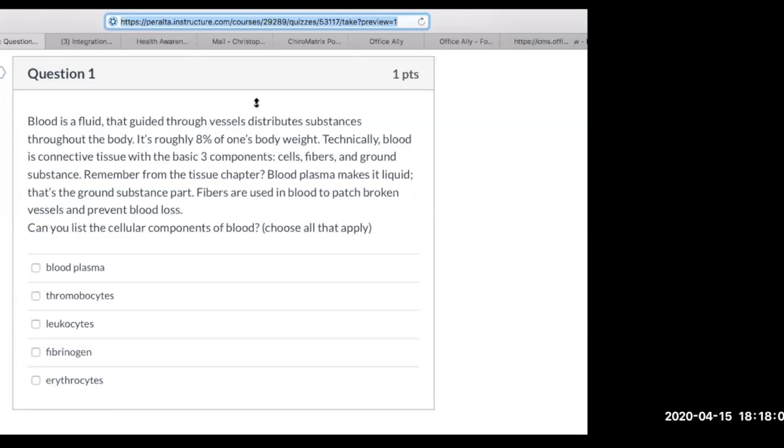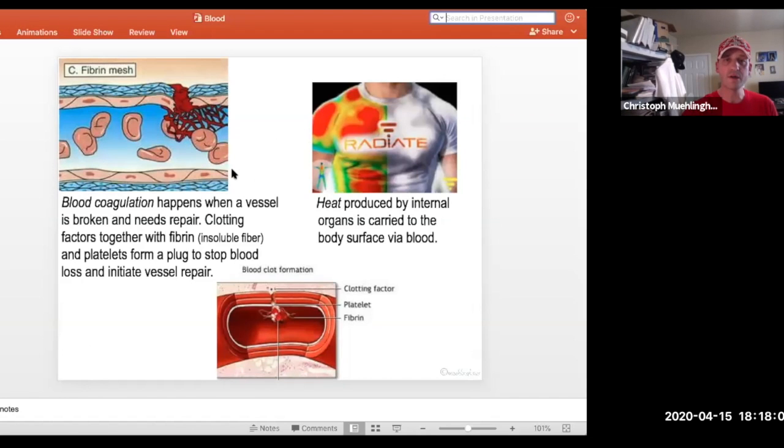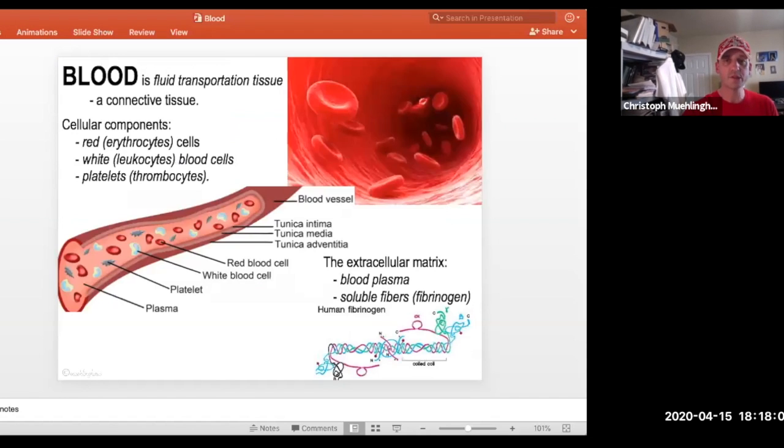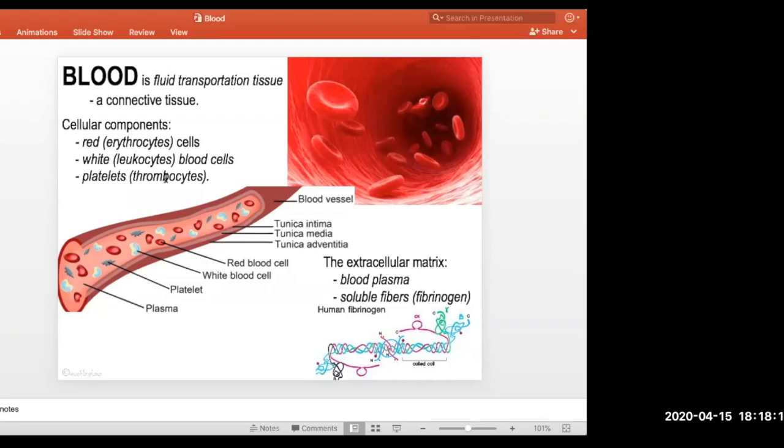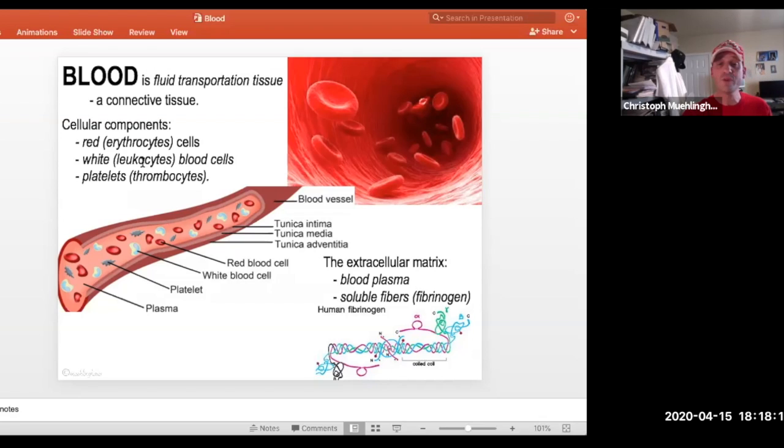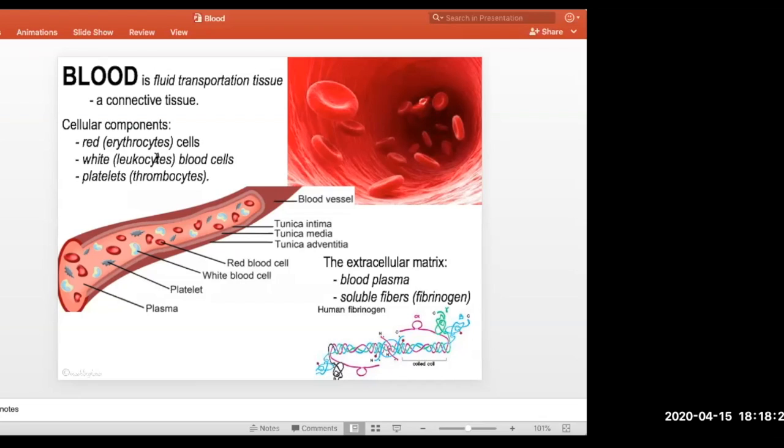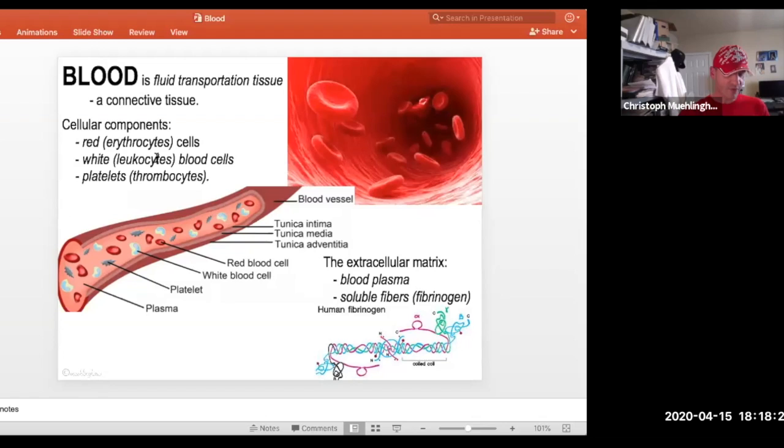And we have blood right here. Red blood cells, white blood cells, and platelets. So right now, you probably know, right? White blood cells have to do with the immune system. You guys know that? Okay, good. And then red blood cells have a lot to do with bringing oxygen to the tissues.